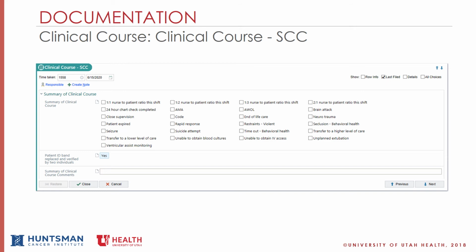Did the patient require a one-to-one? Was there any suicide attempts? Did you have to start end-of-life care? Were restraints started? These are your options you can see here. One thing that's important that you will do daily is your 24-hour chart check, which is charted here. And think big events. If you call a rapid response, if you call a code, that's where this is charted. And also remember when you're charting here, does this need to be an RL6?